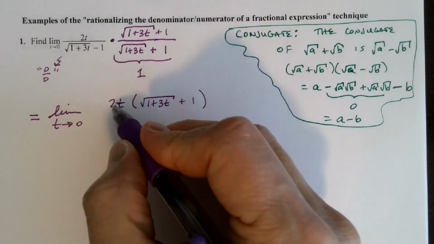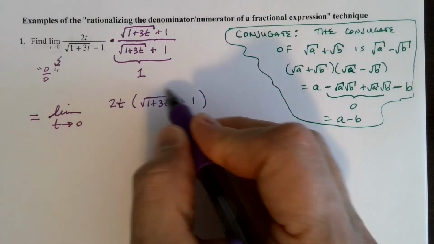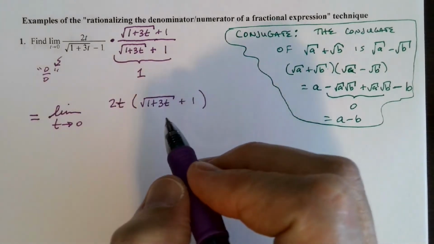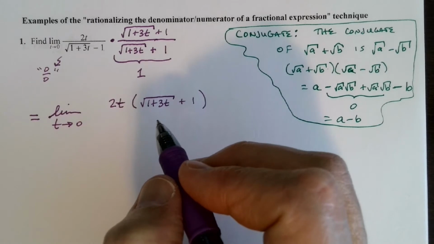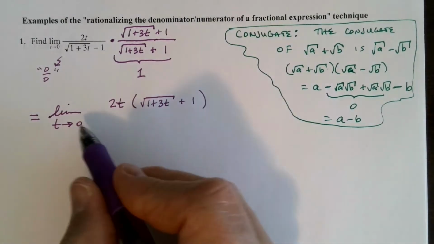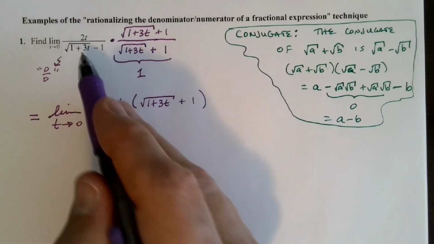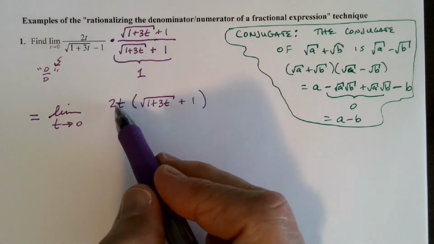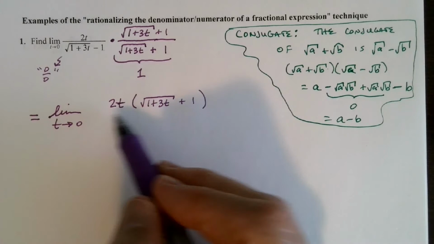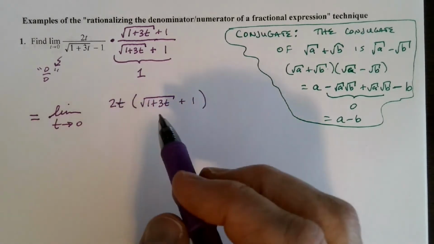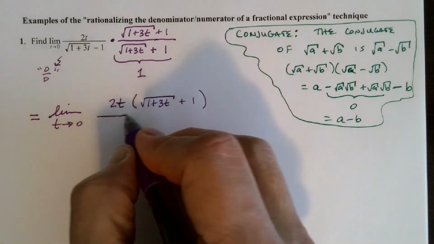Now, you could distribute that, the 2t over the addition here, but don't. Leave it factored. Remember, our goal is to find a common factor. In fact, when I plug in t equals 0, I got 0 over 0. I'm looking for a factor of t in the denominator. I've already got my t factor in the numerator, and I can cancel those out. That's my goal. So leave it factored. Now down below I might have some work to do.